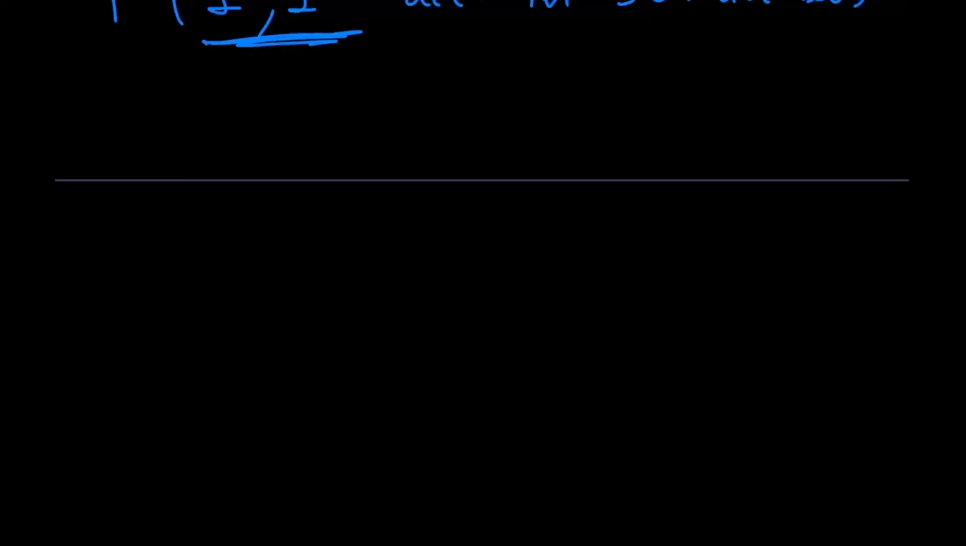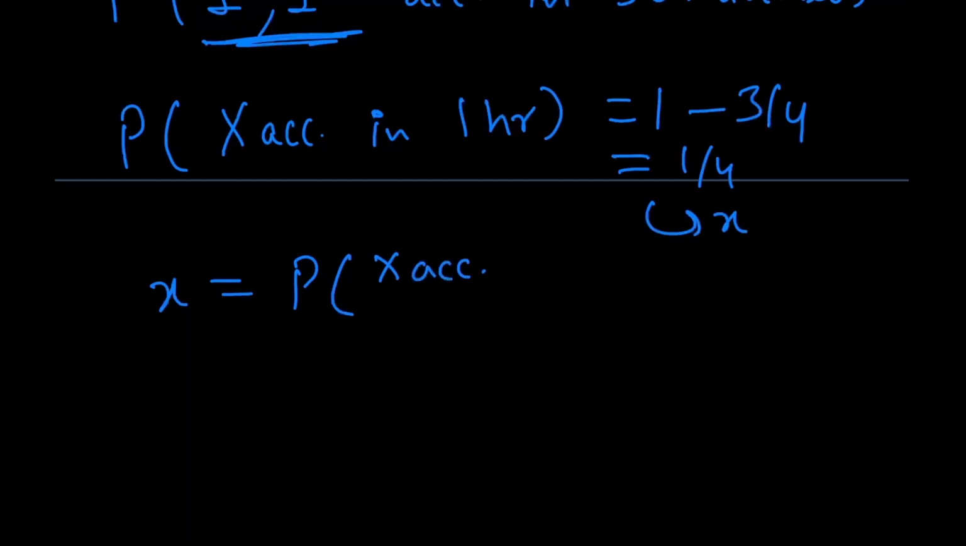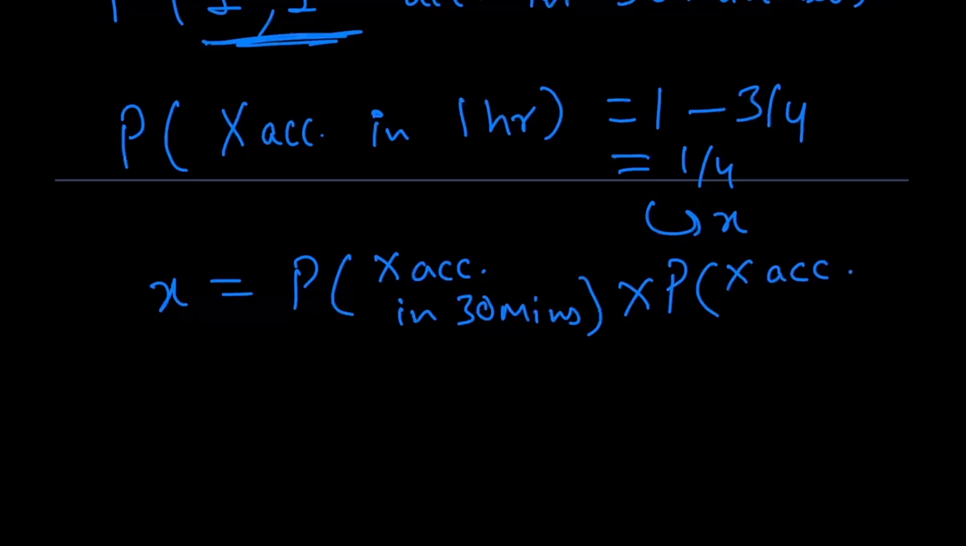So one standard way of going about this is to deduce that the probability of no accidents at all in 1 hour becomes 1 minus 3 by 4, right? It's basically the complement, which means 1 by 4. And let's just call this value x. Now, we also know that x is the probability of no accidents at all in the first 30 minutes, multiplied by the probability of no accidents in the second 30 minutes, right?